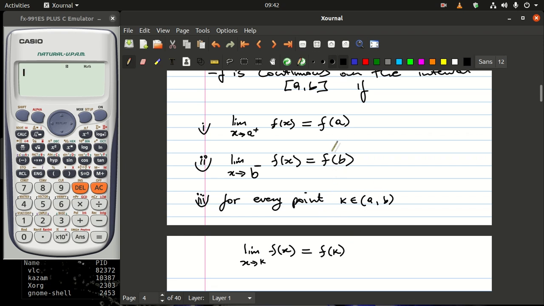If these three conditions can be satisfied, then we know that this particular function f on this interval is continuous. The meaning of this is simply that the function is continuous on the interval.